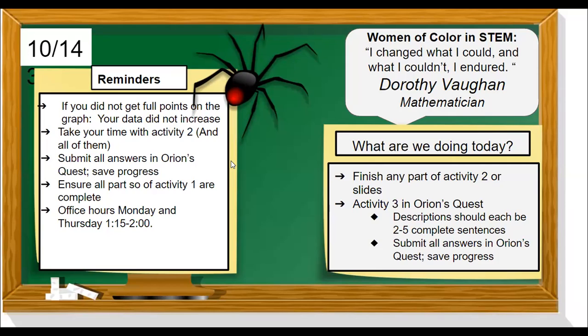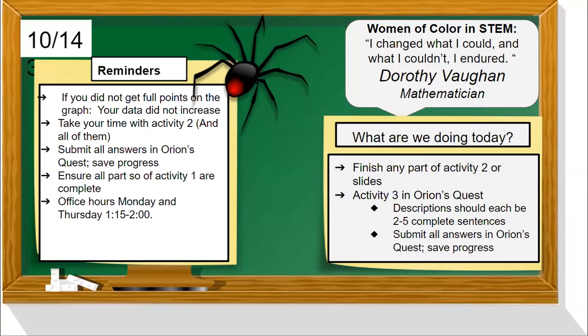If you did not get full points on the graph for activity 1, what that means, so if you didn't get full points, you look at that and you're like, wait a second, I did this. Why didn't I get full points? What that means is you probably did not have a graph that increased.